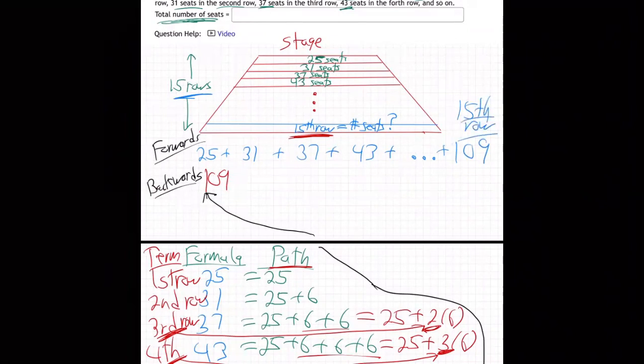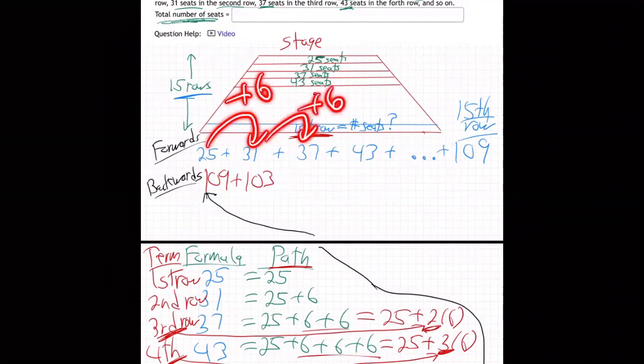So 109. And what's the next number going backwards? 103. Yeah, how'd you know that? Good job. How'd you know? The rate of change is 6, so we're going backwards to minus 6. Excellent. Yeah, everybody see? This is going up by 6.